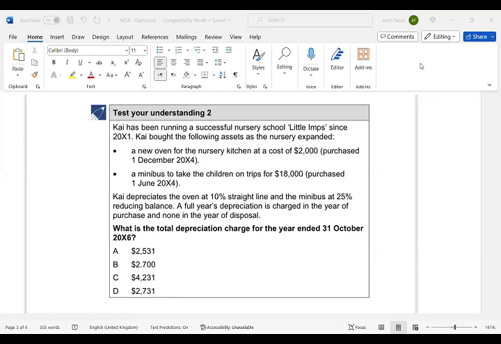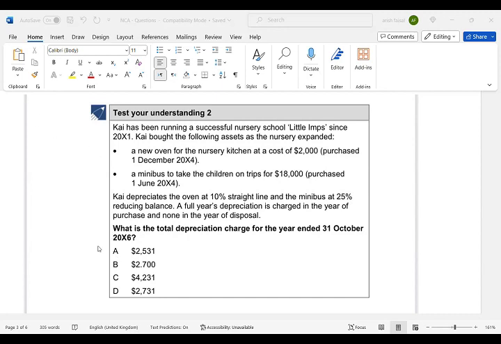So for the oven, it has a straight line way of depreciating. And for the minibus, it's doing it on the reducing balance at the rate of 25%. And the company's policy is to charge a full year depreciation, no matter how many months in that year you have owned that asset. But in the year of disposal, you won't be charging any depreciation.